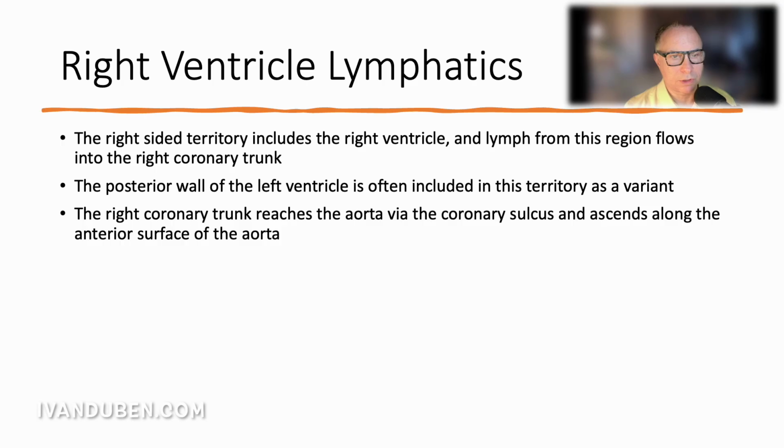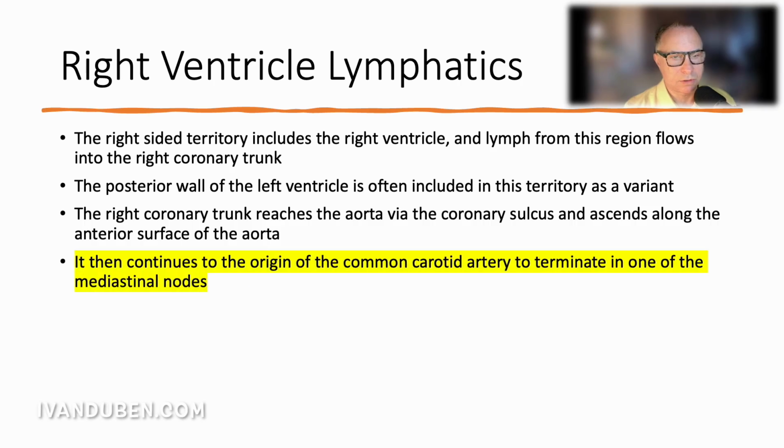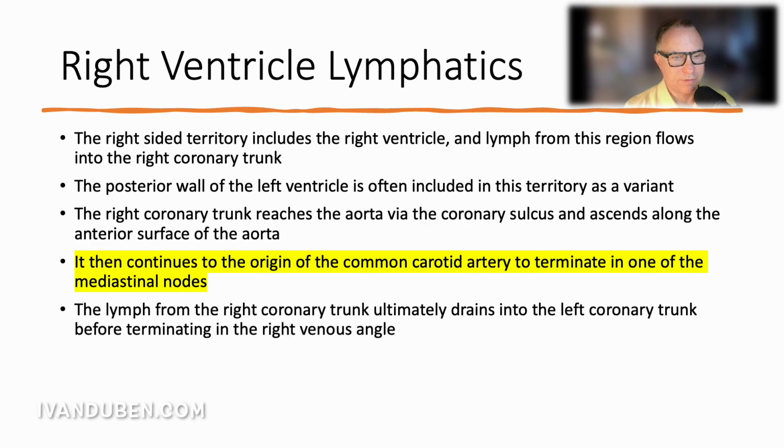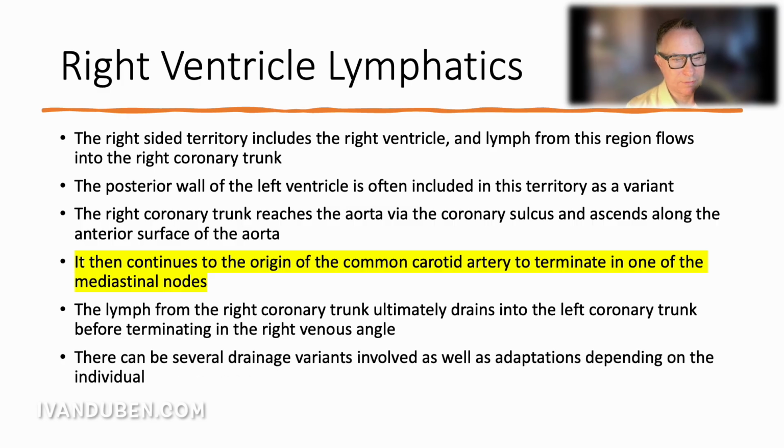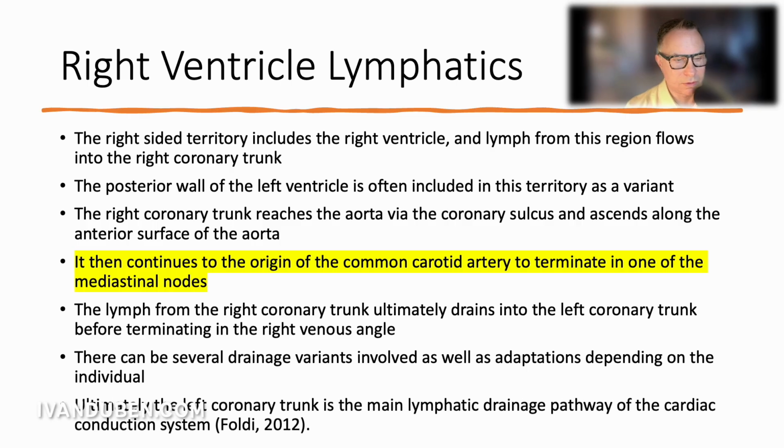The right coronary trunk reaches the aorta via the coronary sulcus and descends along the anterior surface of the aorta. It then continues to the origin of the common carotid artery to terminate in one of the mediastinal nodes. The lymph from the right coronary trunk ultimately drains into the left coronary trunk before terminating in the right venous angle. There can be several drainage variants involved, as well as adaptations depending on the individual, and ultimately the left coronary trunk is the main lymphatic drainage pathway of the cardiac conduction system.